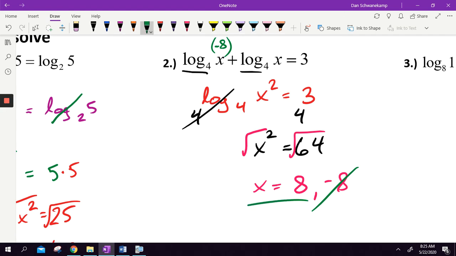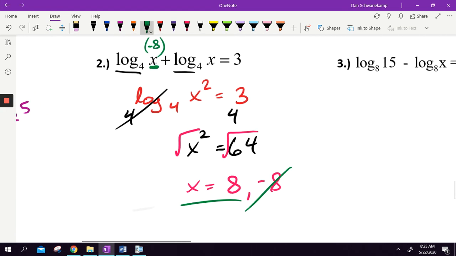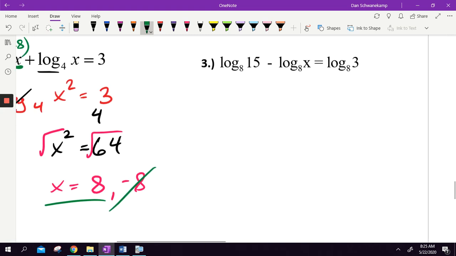Okay, so the only answer here we're going to use is 8. And again, the reason that's happening is because the argument is negative. The argument can never be negative when we're doing these problems. When in doubt, check out Desmos. It'll help you out. All right, let's try another one.